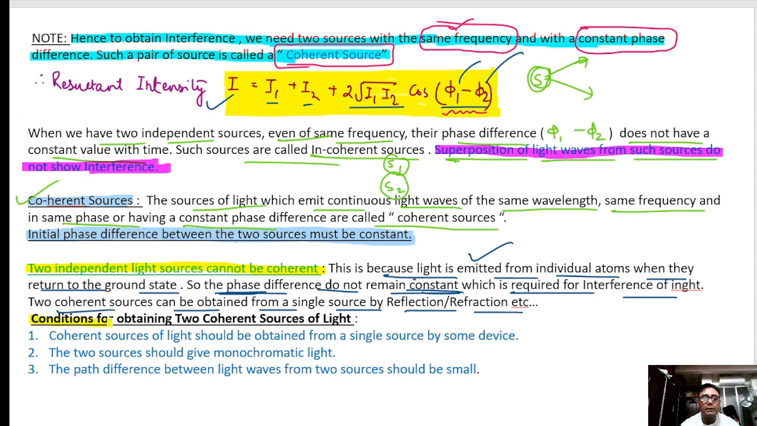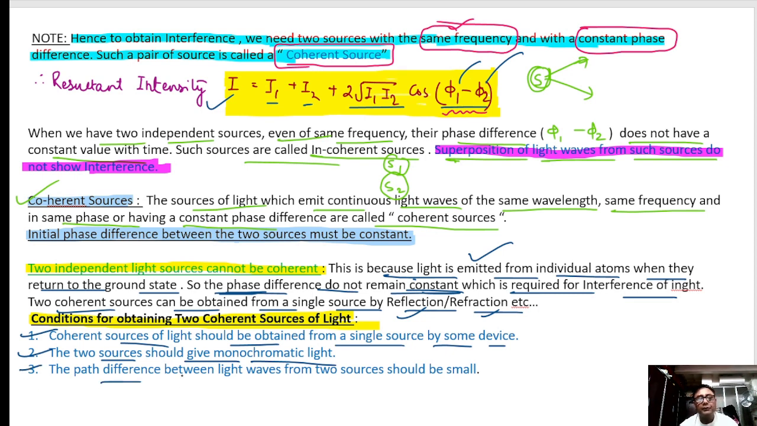Next, conditions for obtaining coherent sources. Very, very important. How will you obtain coherent sources to get interference? Number one, coherent sources of light should be obtained from a single source by some device, that means either by reflection or refraction. The two sources should give monochromatic light. Very important, you cannot take white light.